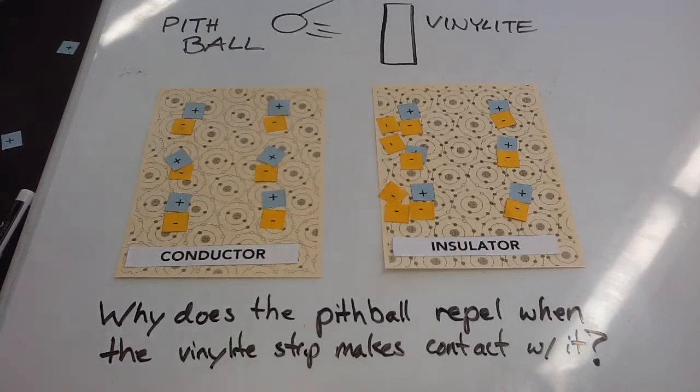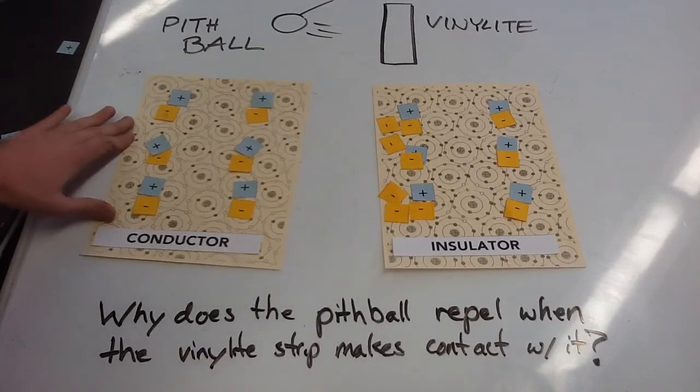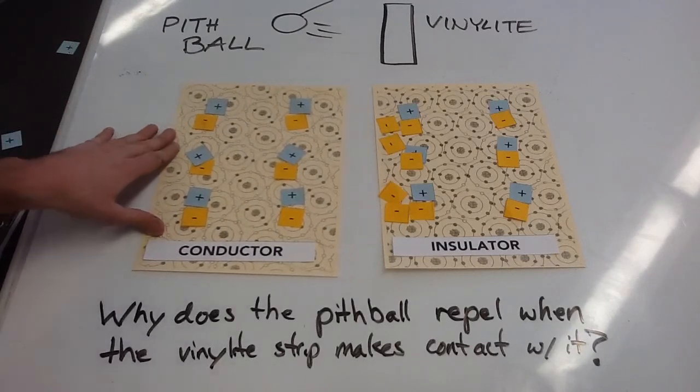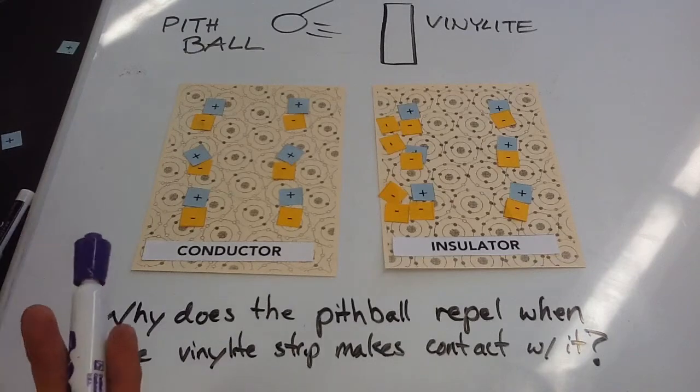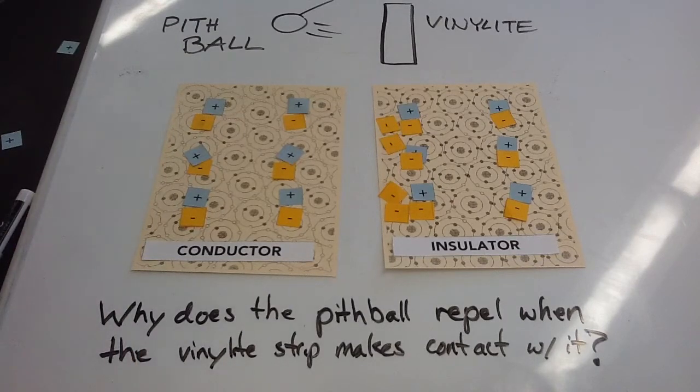Right, in this video, we're going to be answering the question, why does the pith ball repel when it makes contact with that vinylite strip? And remember, before, it was actually being attracted to it. So then all of a sudden it gets repelled. So what happened here? Well, without going into detail, we could ask the question, well, why would anything repel when we're dealing with electric charges?